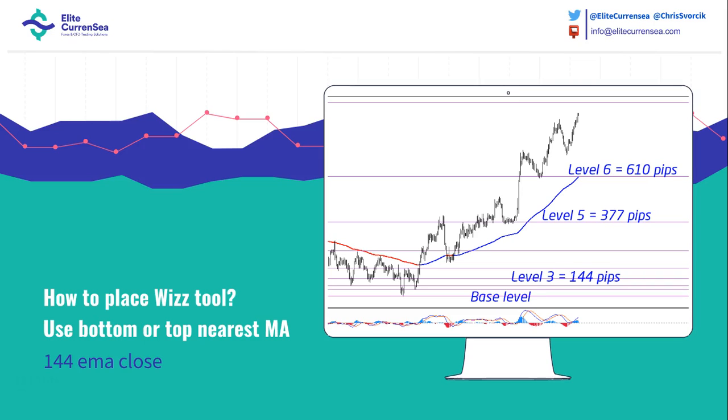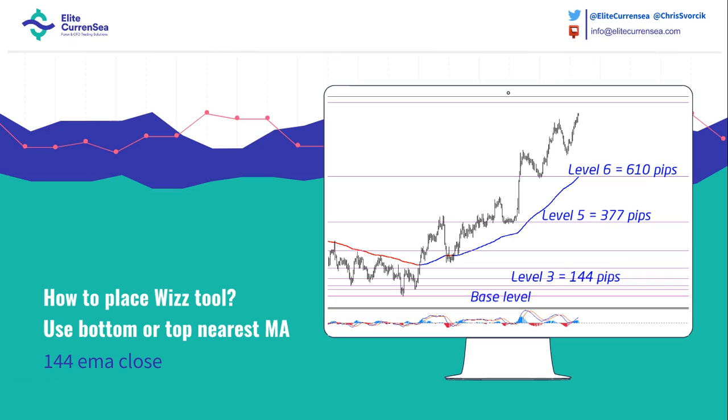Now, how do we place the Wizz tool? We use the bottom or top that is specifically closest to the moving average. If we're looking at an uptrend, we would use a bottom that is at or just below the 144 EMA close. If we're in a downtrend, we would use a top at or just above the 144 EMA close.